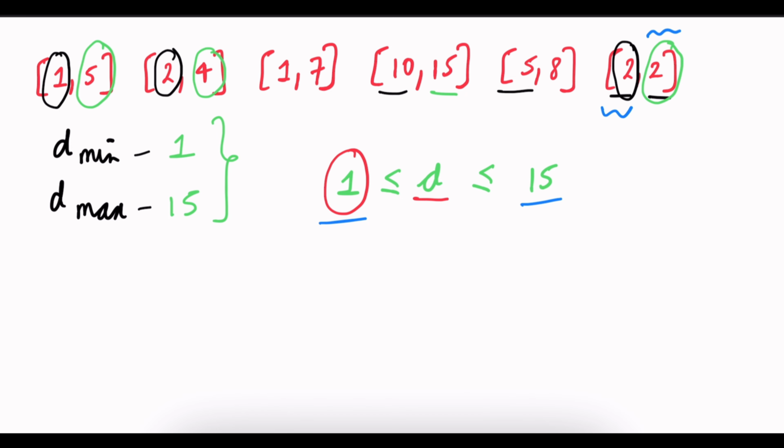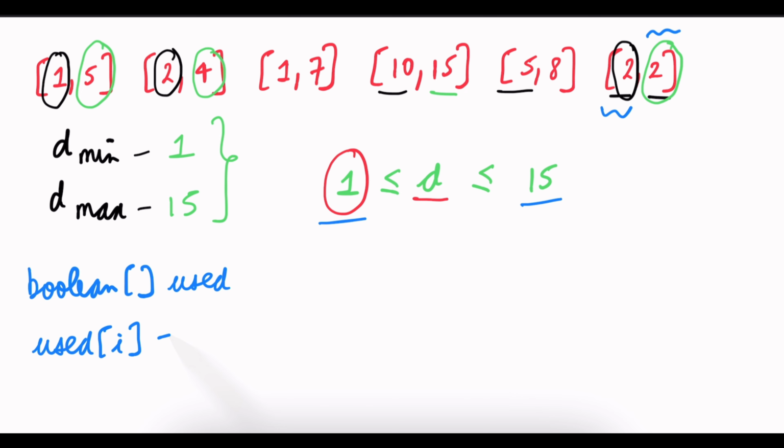So for that, what we can do is maintain a Boolean array, and let's call it used. And once we attend an event at index i, we can simply set used[i] equal to true, and we can check this boolean when we are finding the event which can be attended on day d.